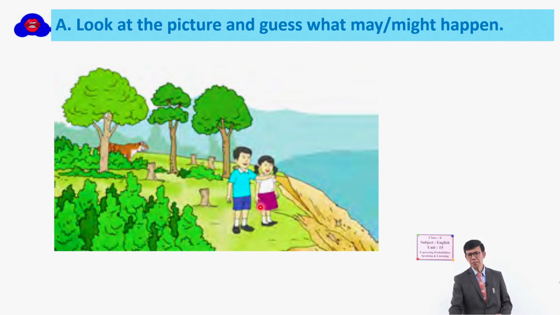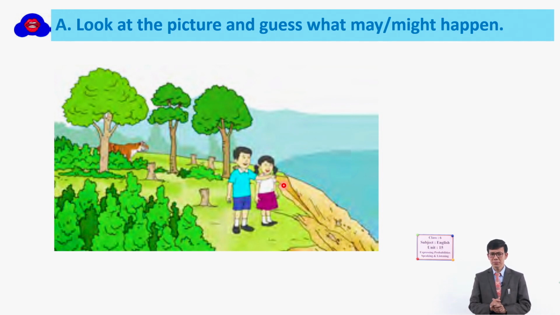You can see here. All right, what can you see here in the jungle? Look, maybe they are brother and sister, right? So they may have gone to the jungle, or they may be going to school, right? But look at there. What can you see here? Right, you can see a tiger. So what may or might happen then? Can you make a guess?